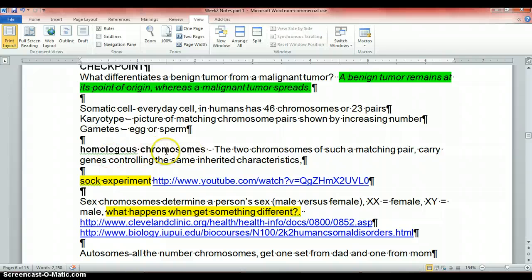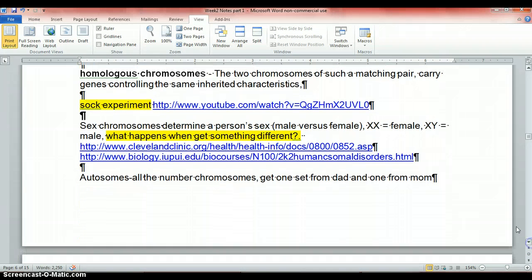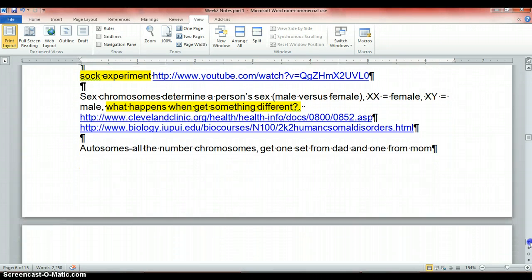Homologous chromosomes, these are two chromosomes of such a matching pair. So it's a matching set, and they carry genes controlling the same inherited characteristics, right? There's a fun little sock experiment that really worked well for my understanding of this. Sex chromosomes determine a person's sex, male versus female. Remember, females have two X's, and males have an X and a Y. Some links that are fun.